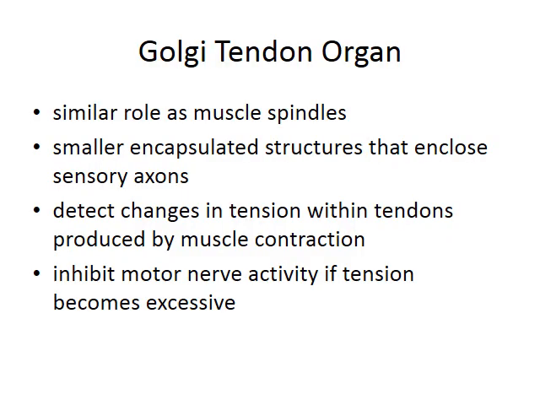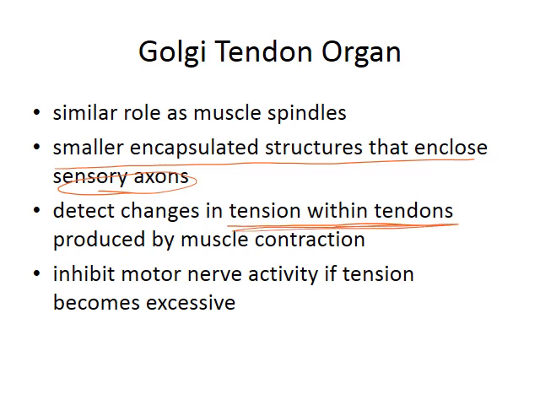So, in addition to our muscle spindle, we have a Golgi tendon organ. Very similar role, but it's going to be a smaller encapsulated structure, and it's going to enclose sensory axons again. And this is going to detect changes in tension within tendons primarily. And this is going to be due to muscle contraction. So that if a tendon becomes excessively stretched, it's going to inhibit the motor nerve activity.